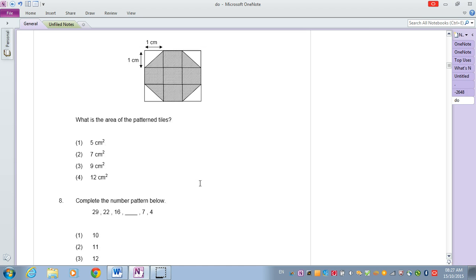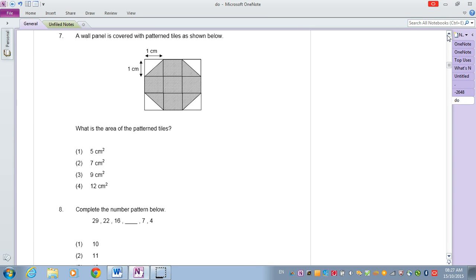Question 7 tells us that a wall panel is covered with pattern tiles as shown below. So what is the area of the pattern tiles? Now let's look at the figure. We can see that the figure is made up of half squares and squares. Now as we know, 2 half squares give us a square. So let's deal with the half squares first.